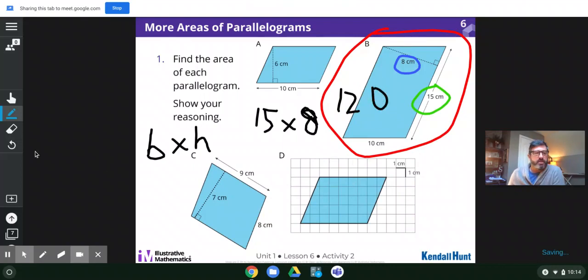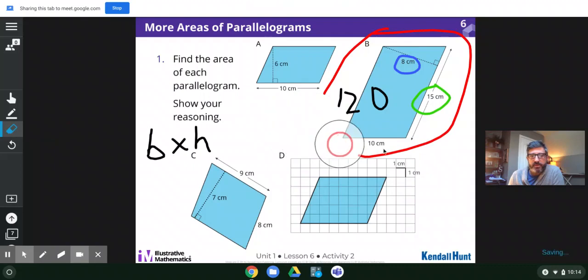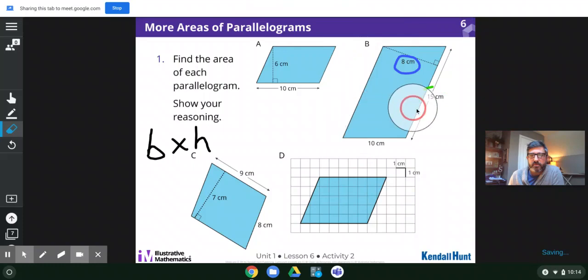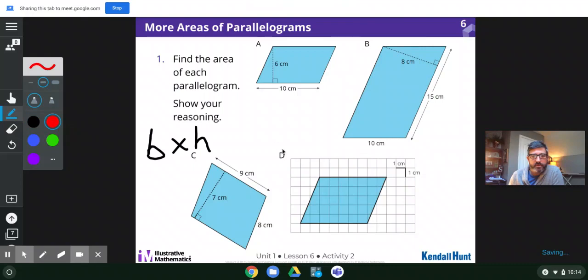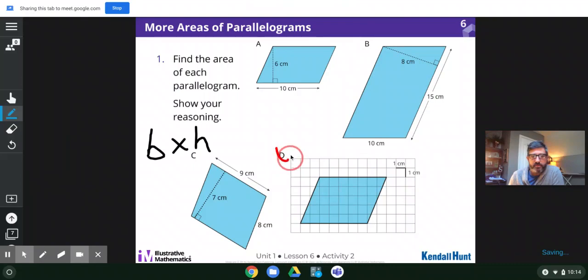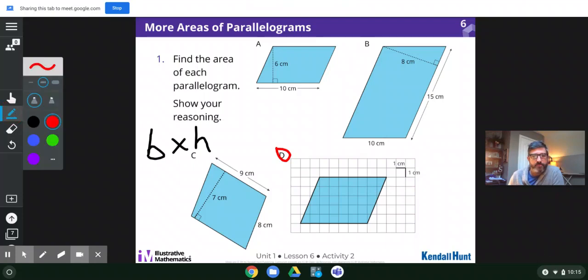Okay, so let's do one that's a little different. We're going to have to do some extra work on this one. We're going to do D. So let me get all of this off of here. All right, so we'll do D down here. So we don't have numbers on this one. They haven't chosen the height or the base or shown us the height on this one. So we're going to have to find those on our own. So how do we do that?